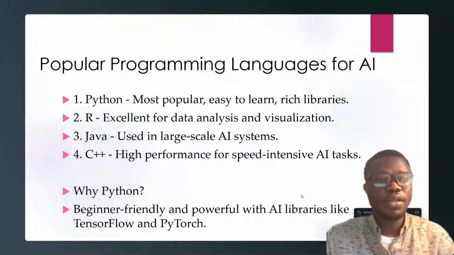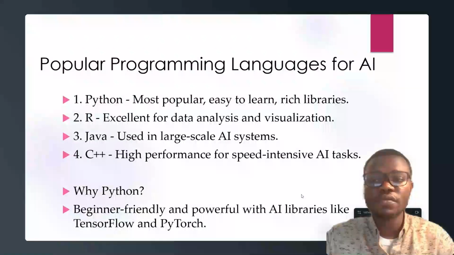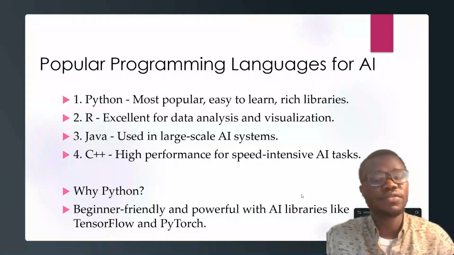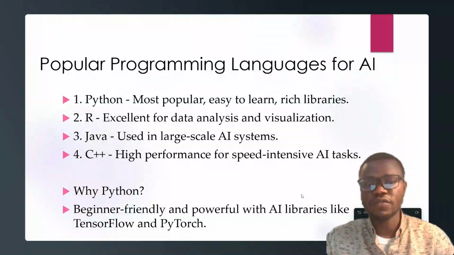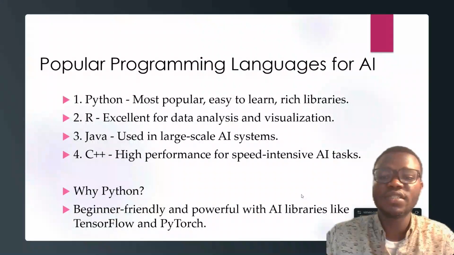Popular programming languages for AI are Python, R, Java, and C++. But I think the most popular is Python. It's easy to learn and it has very rich libraries. R is excellent for data analysis and visualization. Java is used in very large scale AI systems. C++ is for high performance, for speed-intensive AI tasks.